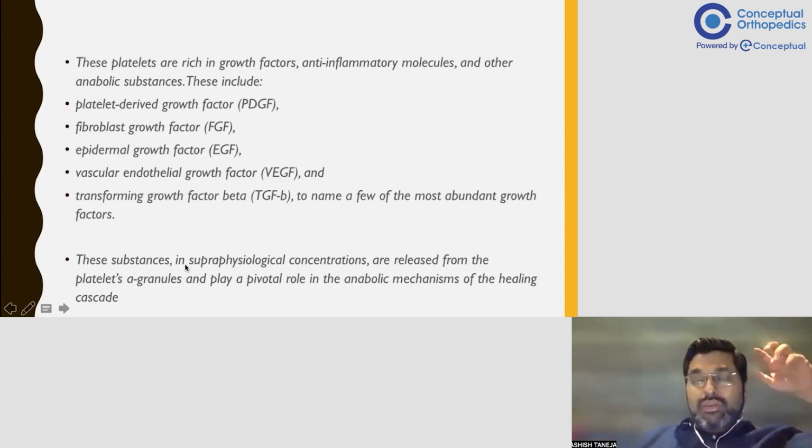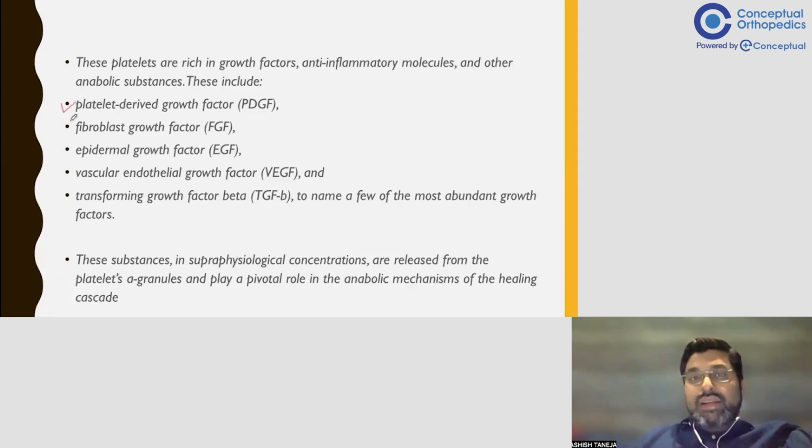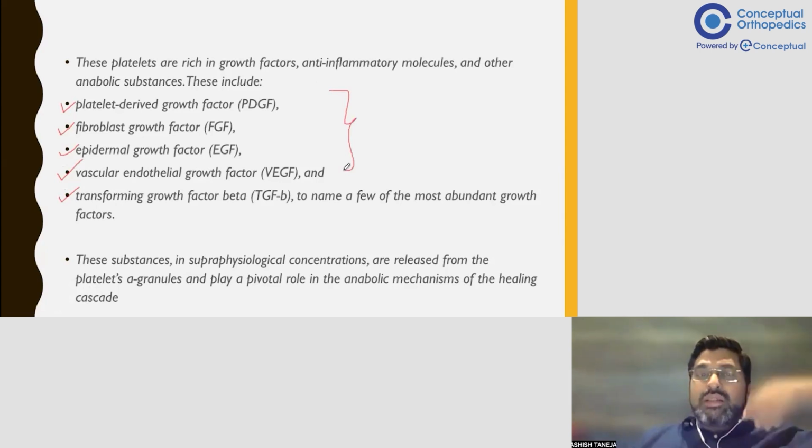So what do we have in this? These platelet growth factors. Which all growth factors? PDGF, platelet derived growth factors, FGF, fibroblast growth factors, epidermal growth factors, VEGF, vascular endothelial growth factors, and TGF beta. These are the main growth factors that are present in PRP. Other substances are also there, but these are the main growth factors which are essential for their healing potential. These are all released from the alpha granules of the platelets. So this is what you should know.